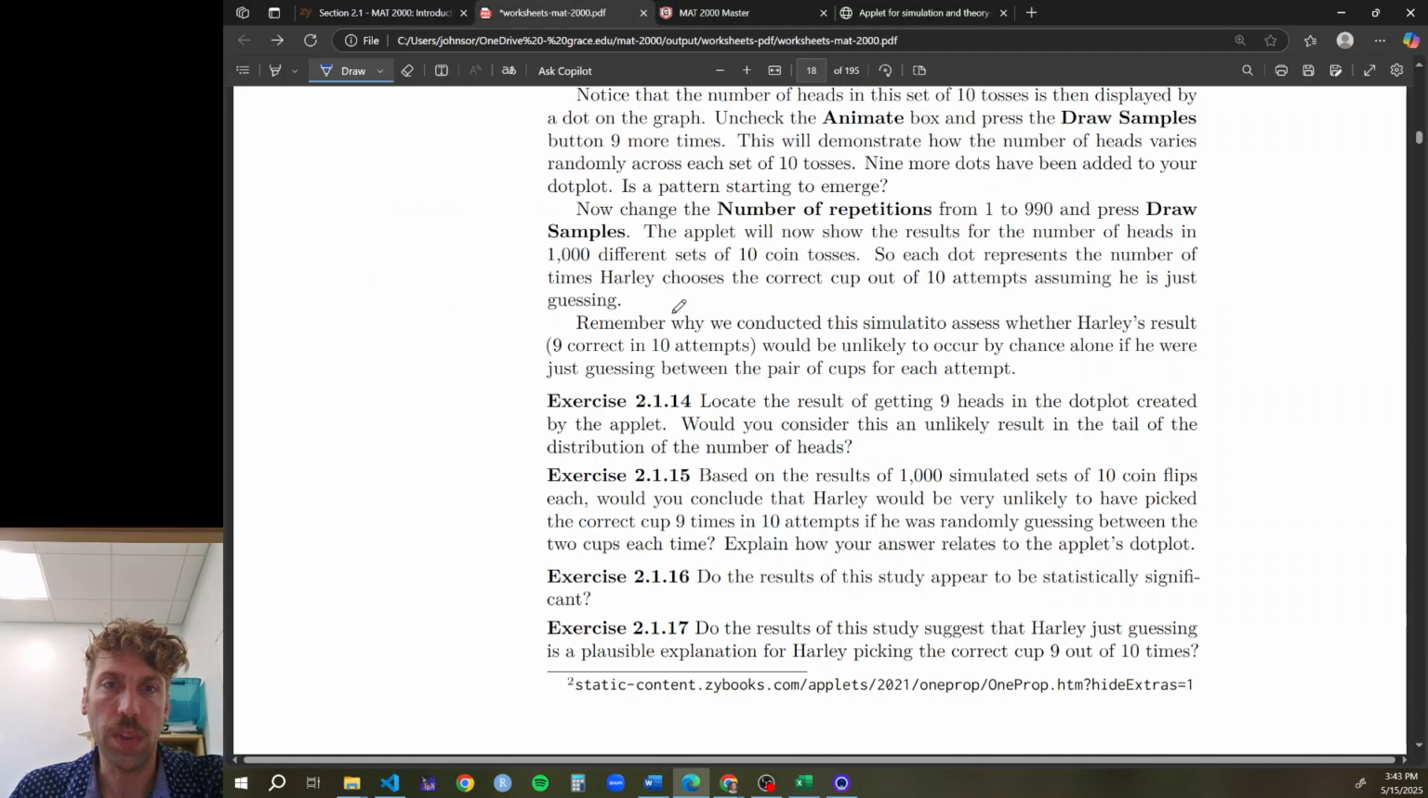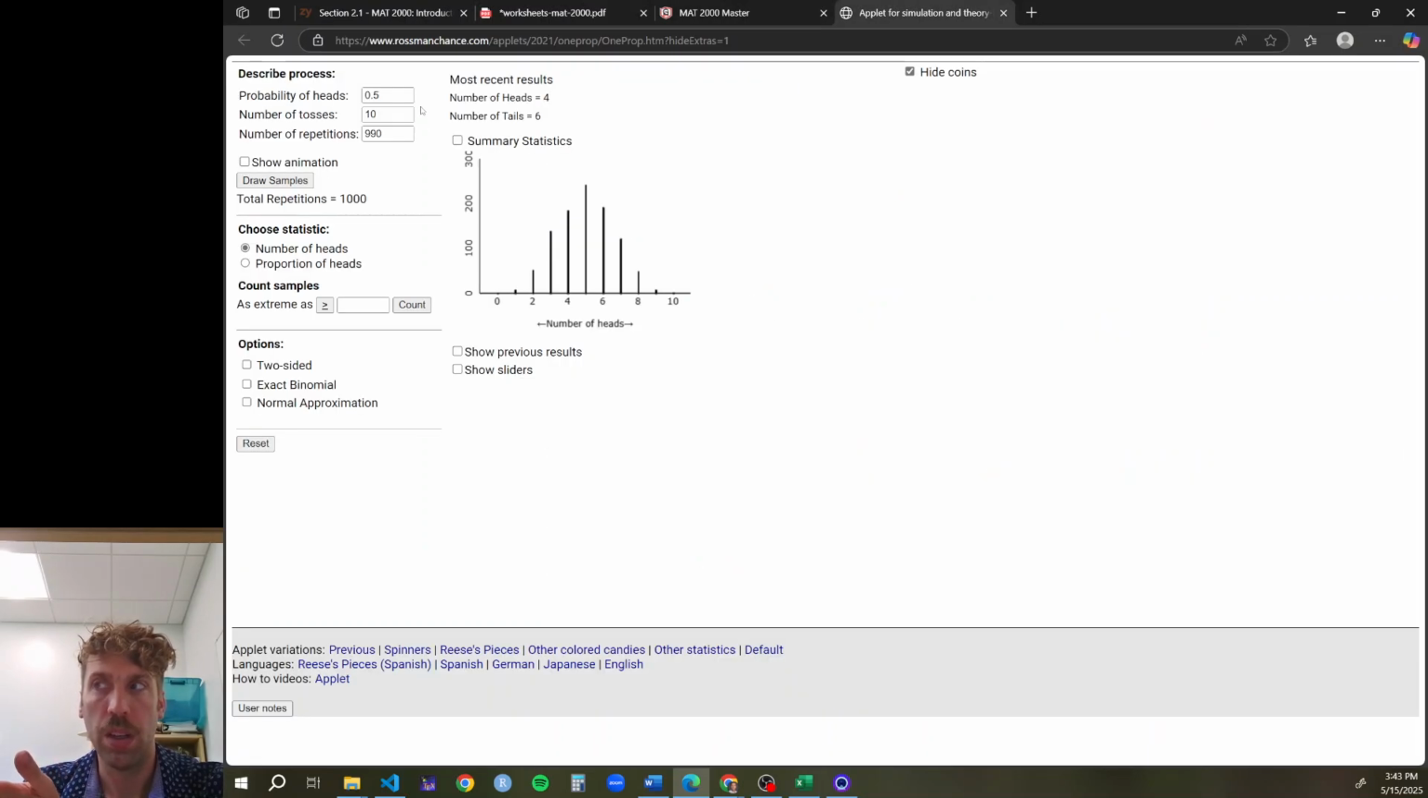So then, based on the results of 1,000 simulated sets of 10 coin flips each, would you conclude that Harley would be very unlikely to have picked the correct cup 9 times in 10 attempts if he was randomly guessing? Remember that in this app, we made the assumption that Harley was randomly guessing, and there was a 50-50 chance of getting it right. So we can see how strange getting 9 right would be if you were choosing randomly. Even if it's a 50-50 shot, every once in a while you'll get 9 heads out of 10. That happens, but how often does it happen?